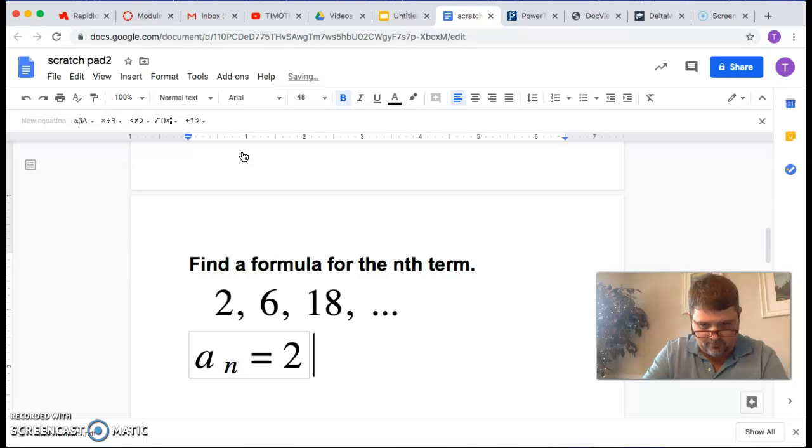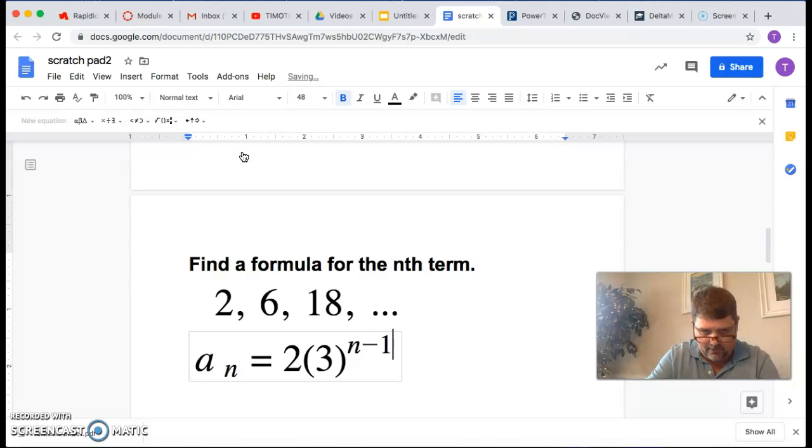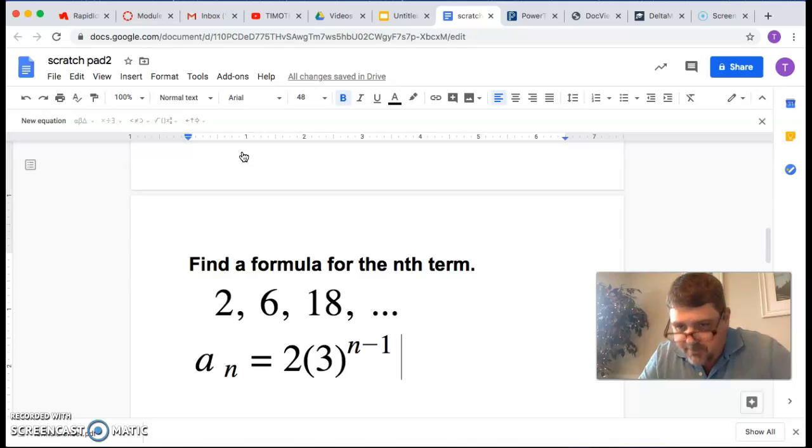The first term times the common ratio raised to the n minus 1 power. So we'll put that in there like this, okay? And that is the nth term formula. And again, the types of questions these things answer are, well, someone asks you to find the, I don't know, the 10th term of this sequence. You might do it with brute force, just multiplying by 3 iteratively, but a quick way to do that is to use this formula.